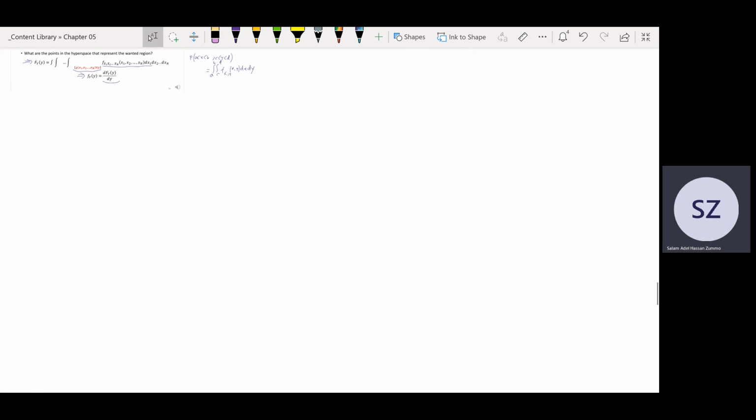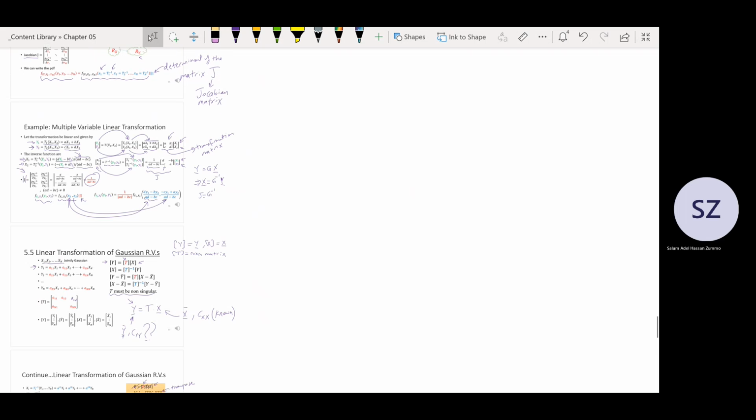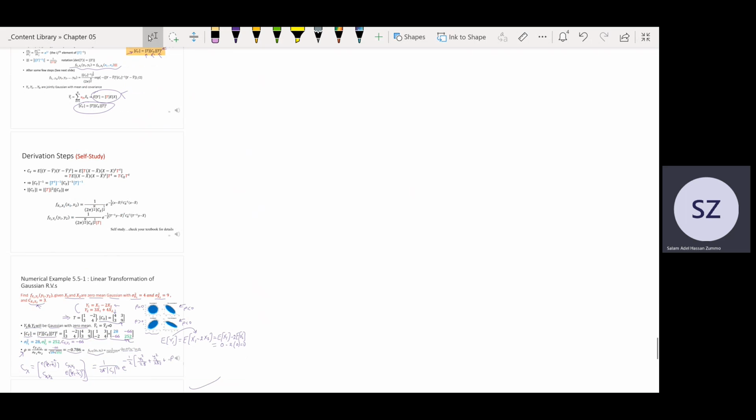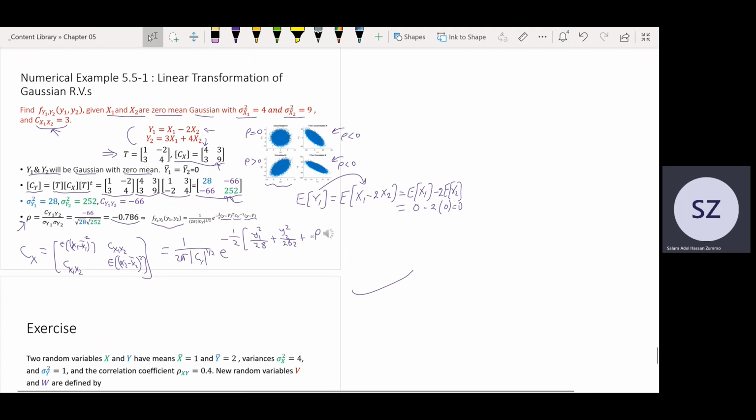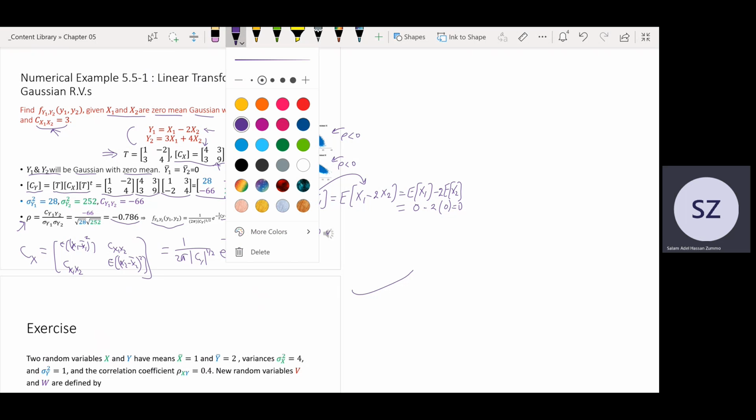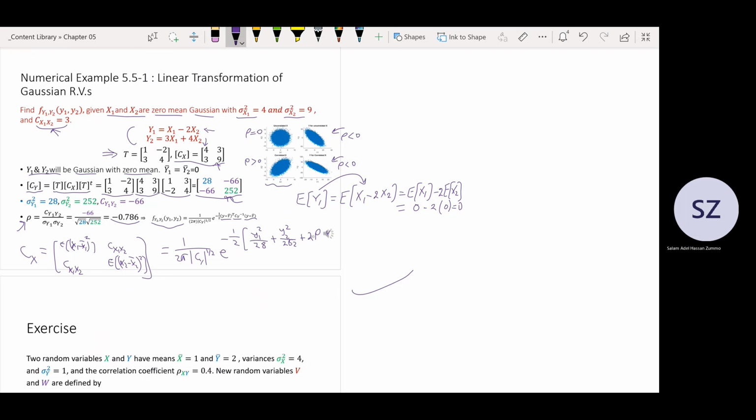So now we can have. Yeah, we need to know these things. So now we have what? Rho y1, 2 rho, sorry, y1 y2 divided by sigma x. What is sigma x? Yeah, square root of 28 multiplied by square root of 252.